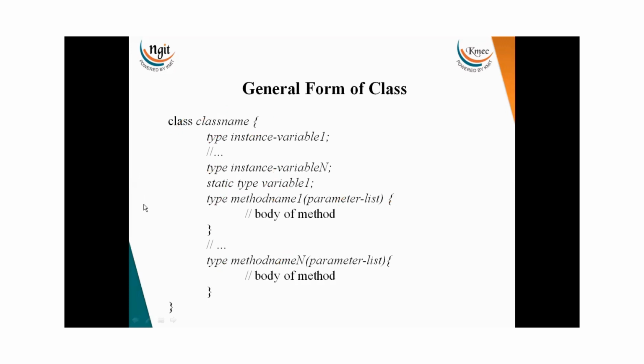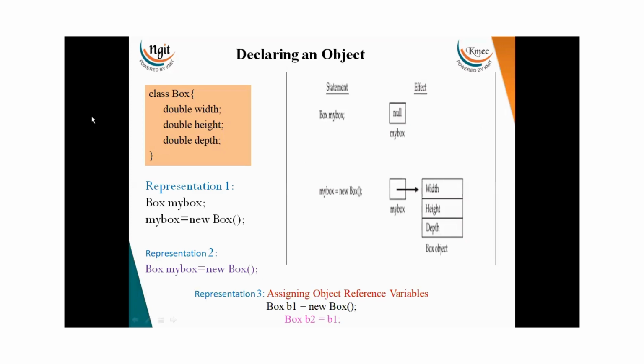Sir, then can we have an example? Of course. Here, if you see, I'm creating a class. My class name is Box. It has different variables: width, height, depth. These are all class variables, or rather, these are all the instance variables.